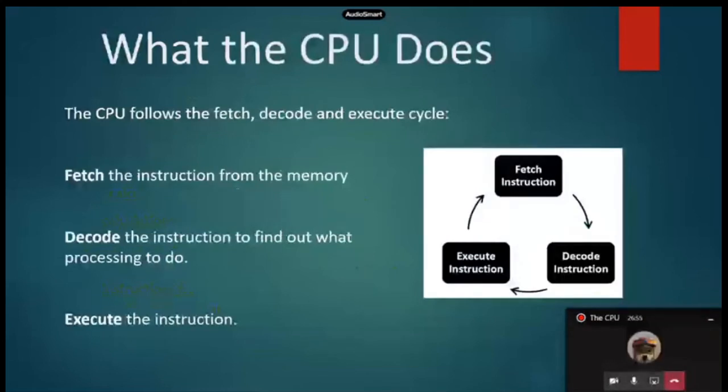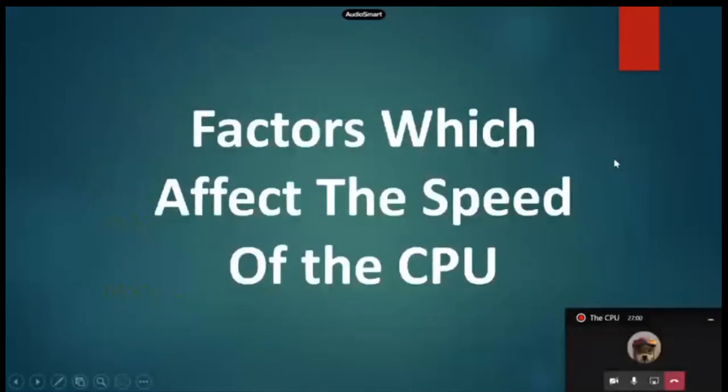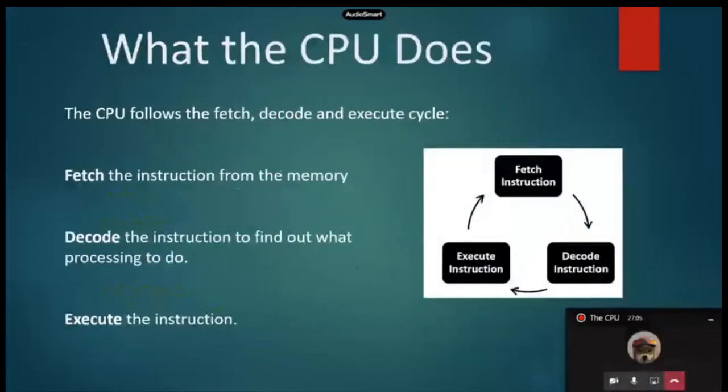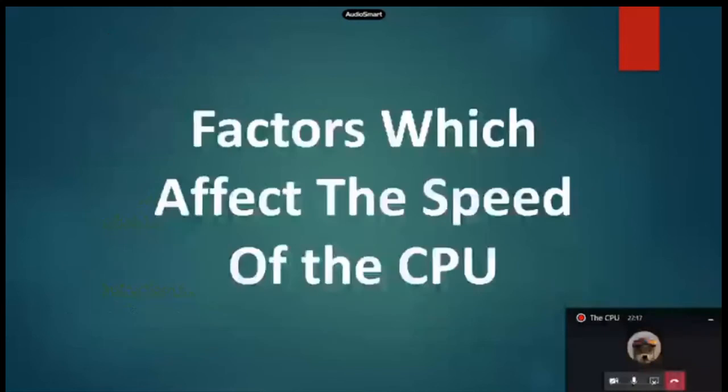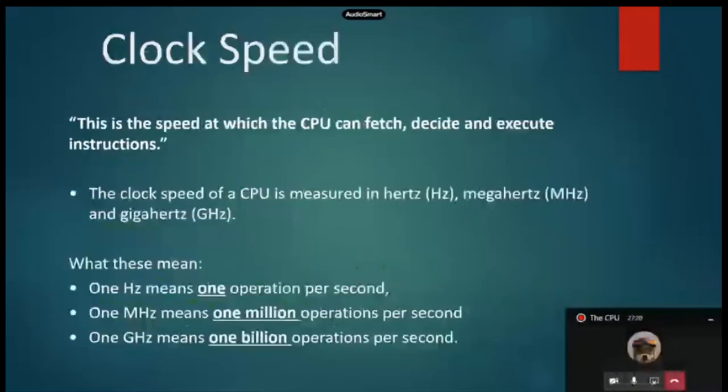Okay. Now, when we move on even further, we'll now look at factors that affect the CPU. So things that might affect the cycle from either going faster or obviously going slower. Now, clock speed. What clock speed is basically is how fast the CPU can complete that cycle. Okay. Now, basically the clock speed is measured in hertz, megahertz or gigahertz. And what actually happens is the CPU will complete the cycle over and over again.